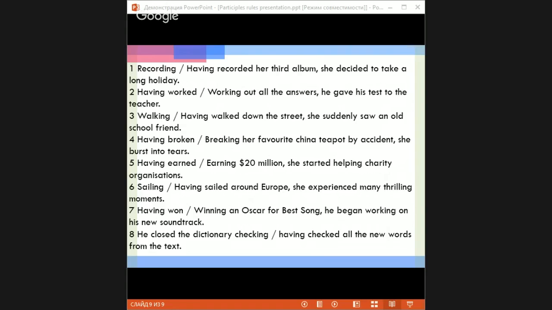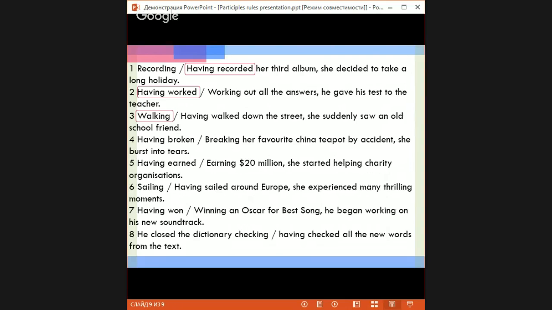So let's check. The first one. Having recorded her third album, she decided to take a long holiday. It was before, and then she decided. The next one. Having worked out all the answers, he gave his test to the teacher. So first he worked out and then he gave his test to the teacher.